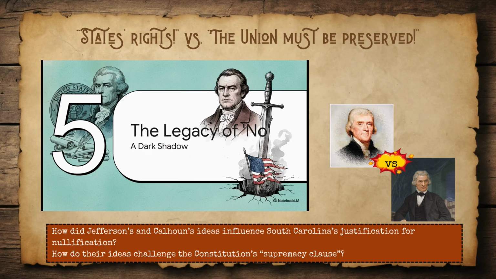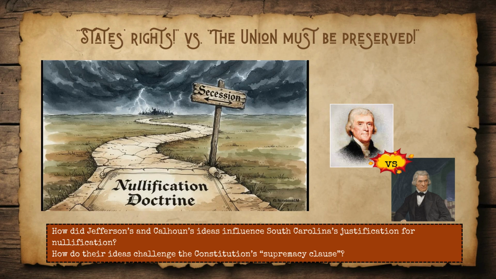So the immediate crisis might have passed, but the legacy, the idea of a state being able to just say no, well, that would cast a long and very dark shadow over the nation's future. And here's the absolute critical takeaway. Calhoun's theory of nullification basically provided the legal and philosophical blueprint for secession. Think about it. If a state can nullify one federal law, why not all of them? And if it can do that, why can't it just nullify the Union itself? That's the question that was left hanging in 1833, and it would ultimately be answered in blood, starting in 1861.